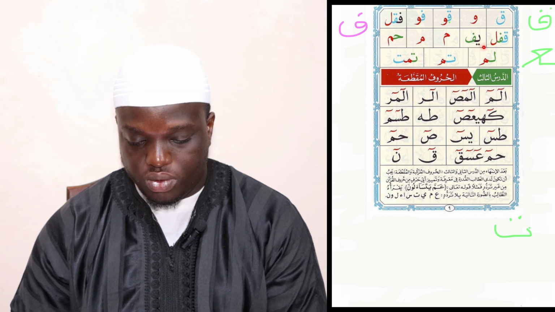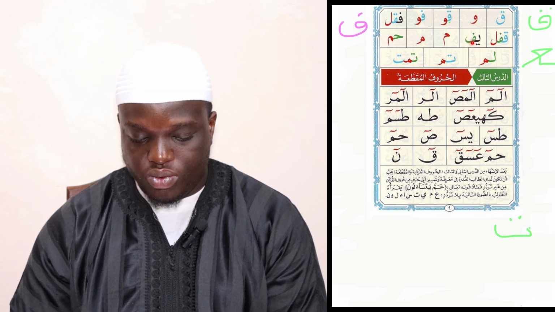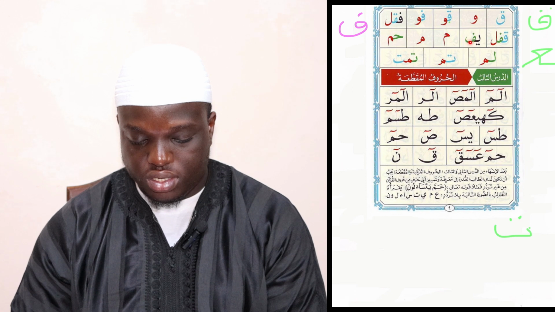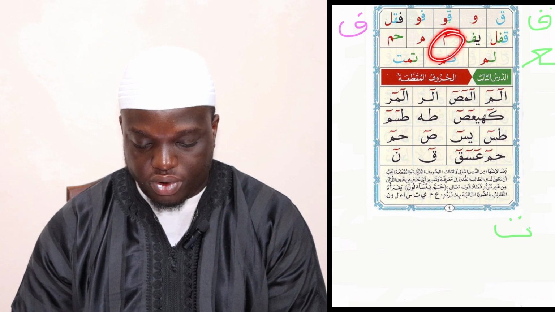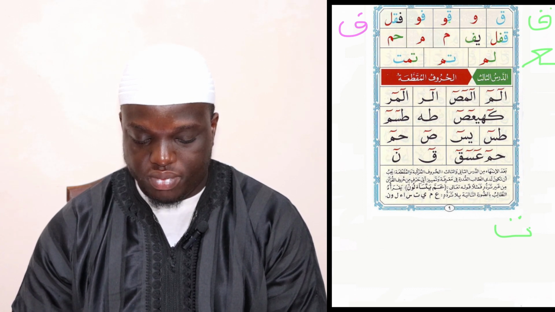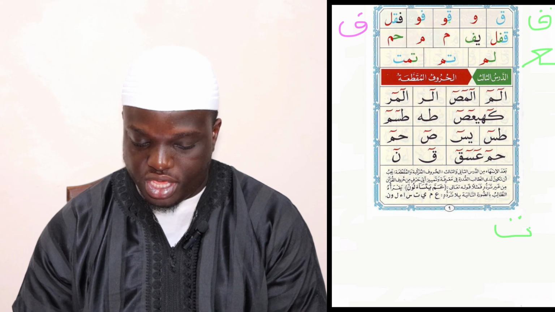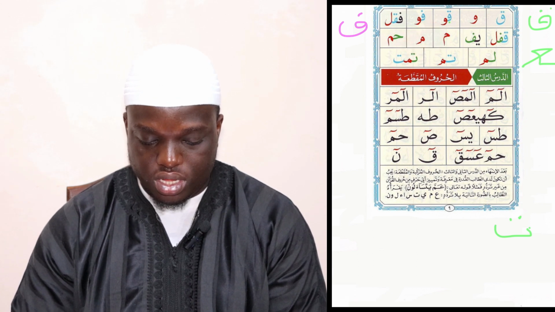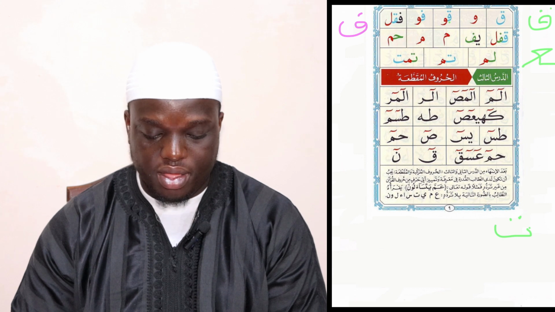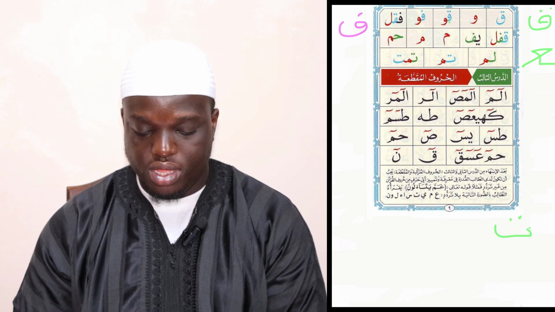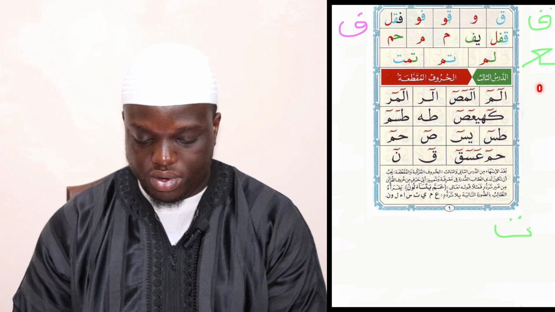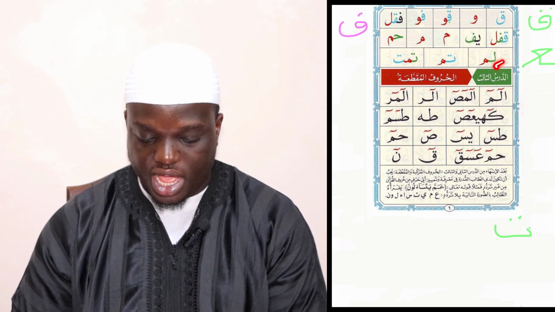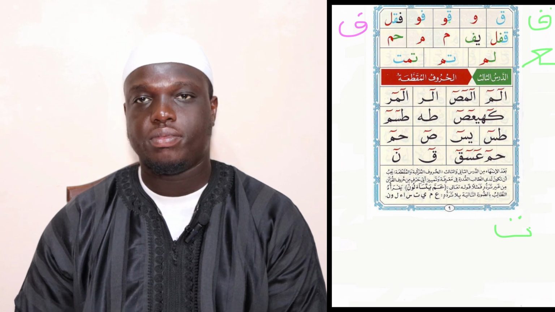Two dots below, Ya. What letter is this? Fa. So Ya, Fa. We went over this before. We said what letter is this? Meem. What letter is this? Ha. Meem. Lam. Right? So Lam, Meem.